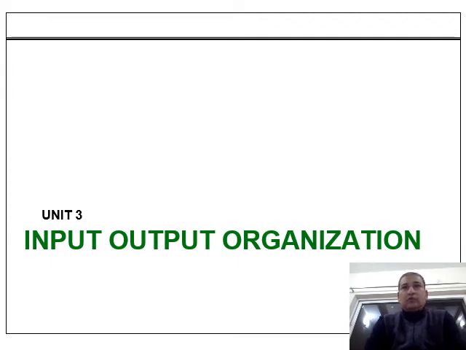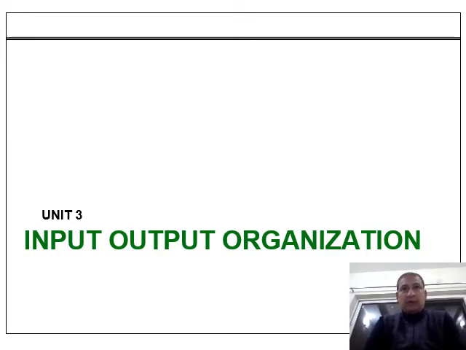Okay, now let's talk about Unit 3, input-output organization. When we started this subject, we started off with a basic block diagram of the computer. If you remember, we had an input unit on the left-hand side of the processing unit and an output unit on the right-hand side of it.